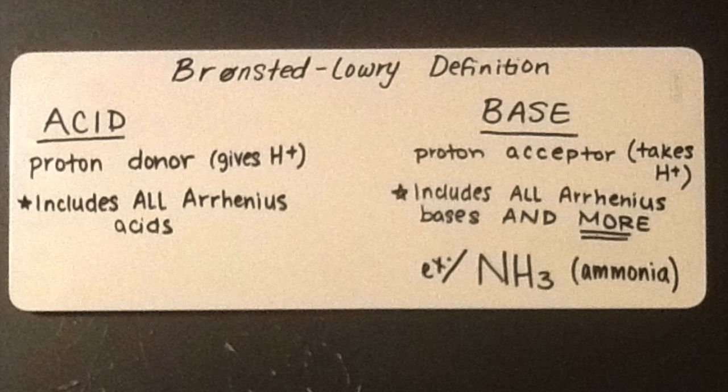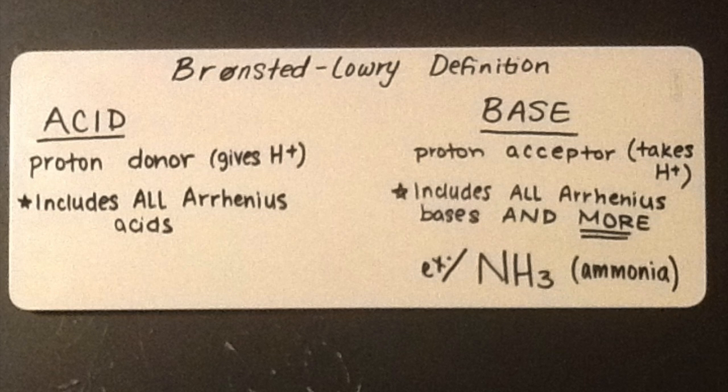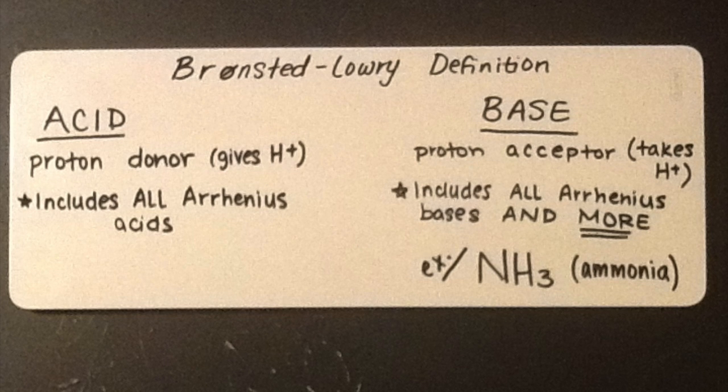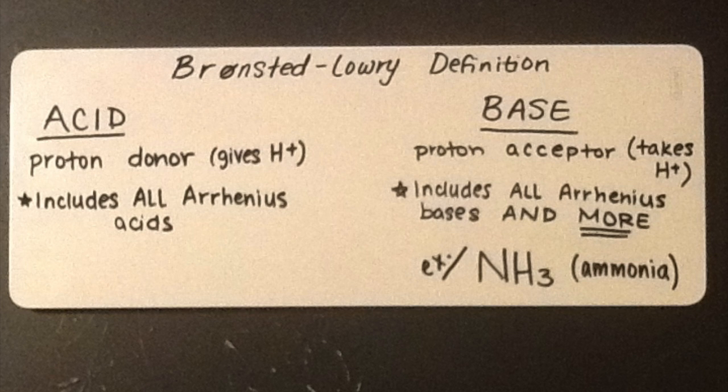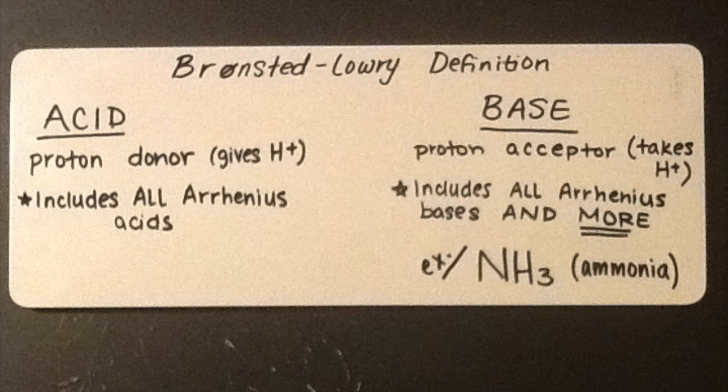So that told us that it was basic, but if you look at ammonia's chemical formula, there's no hydroxide in it. So normally we wouldn't have said this was a base. We might have even tried to guess that it was an acid because there was only hydrogen in it. But what we're going to find out is it is basic, and we can use what we know now with this new definition to show why that is.